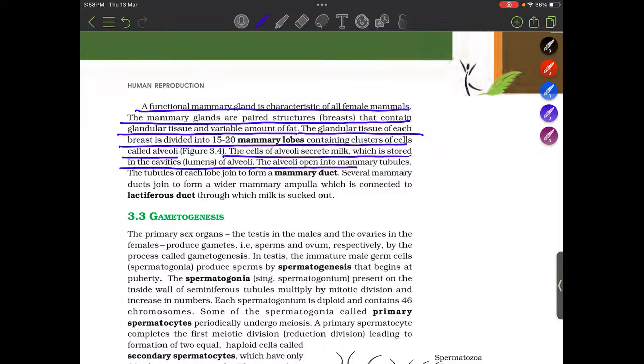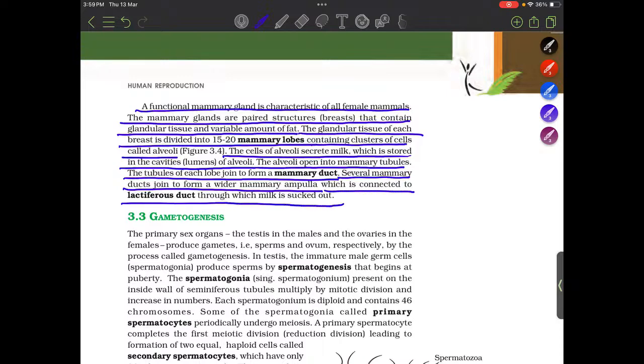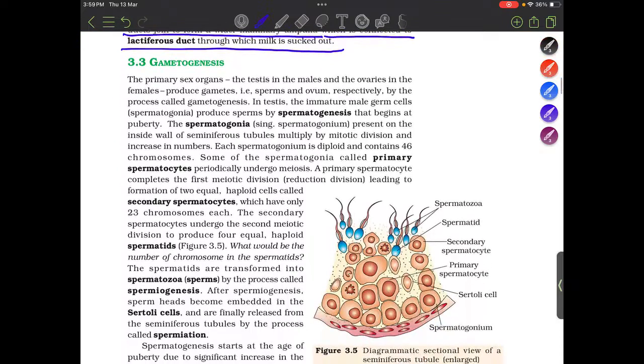The alveoli open into mammary tubules. The tubules of each lobe join to form mammary ducts. Several mammary ducts join to form a wider mammary ampulla, which is connected to the lactiferous duct through which milk is sucked out.